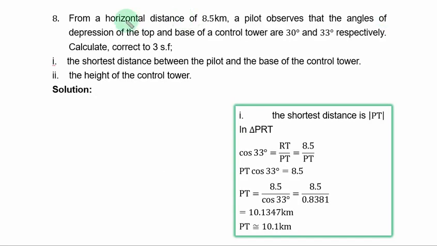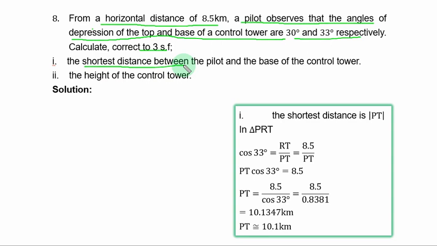Example 8. From a horizontal distance of 8.5 kilometers, a pilot observes that the angles of depression of the top and base of a control tower are 30 degrees and 33 degrees respectively. Calculate correct to 3SF: Roman figure 1, the shortest distance between the pilot and the base of the control tower. Roman figure 2, the height of the control tower.